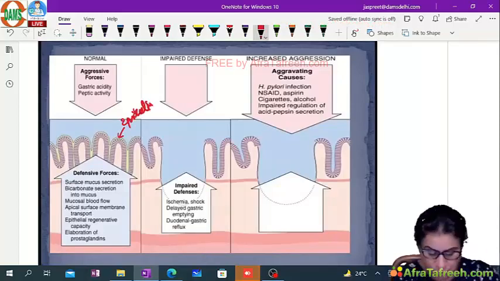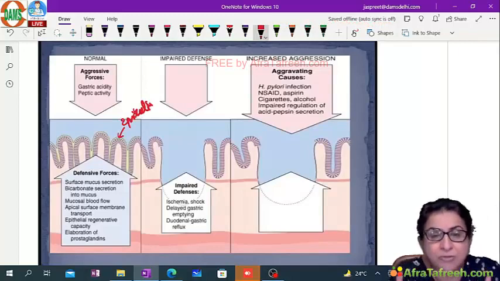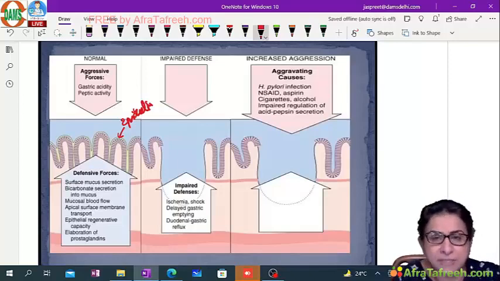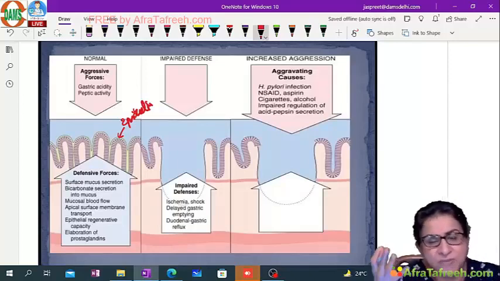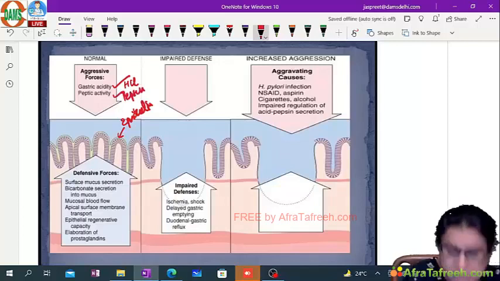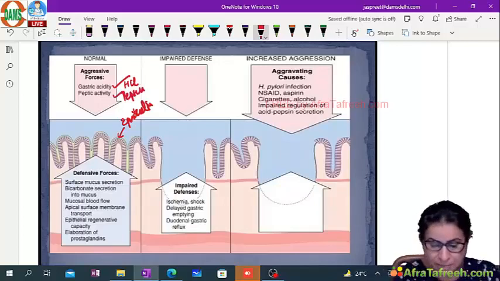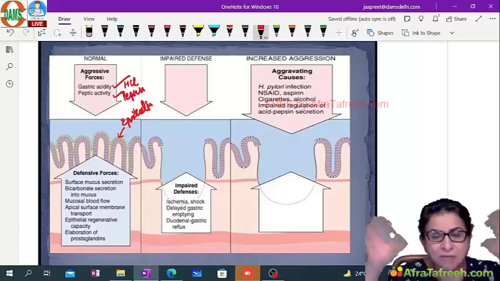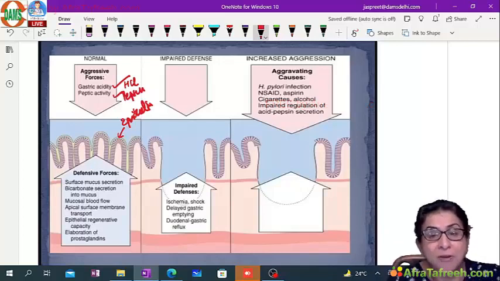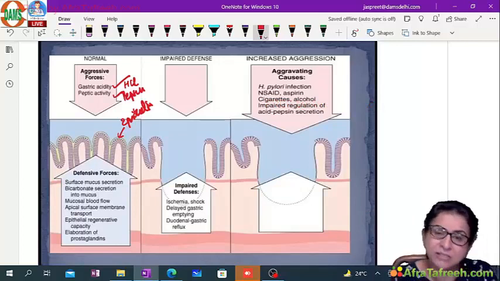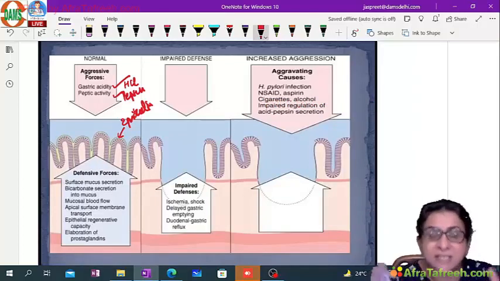The stomach produces acid and the enzyme pepsin. The chief cells produce enzymes, and one of the enzymes is pepsin. So the stomach produces hydrochloric acid and pepsin. Both acid and pepsin are capable of damaging the epithelium of the stomach, the foveolar epithelial cells, the mucosa of the stomach. They can digest the mucosa of the stomach also, but that doesn't happen normally.